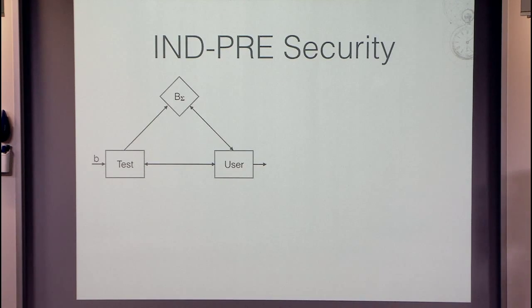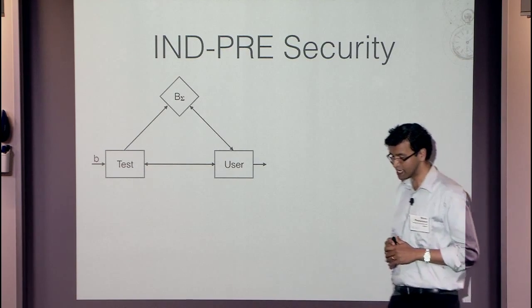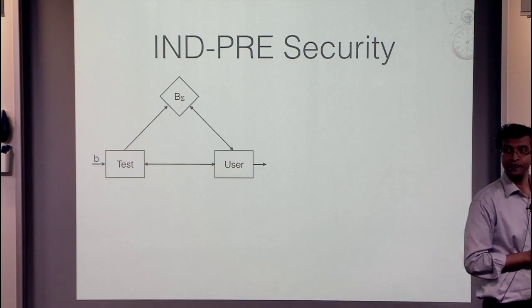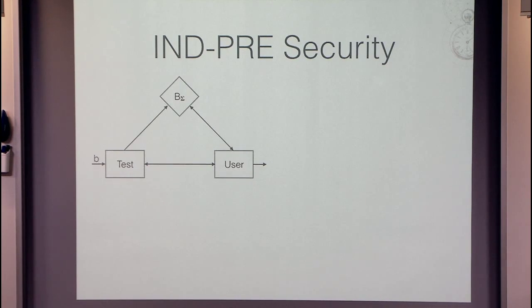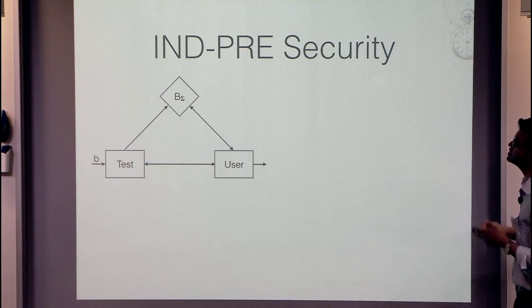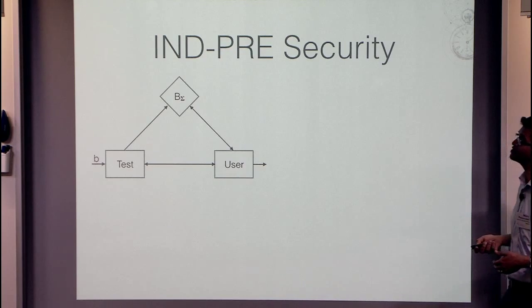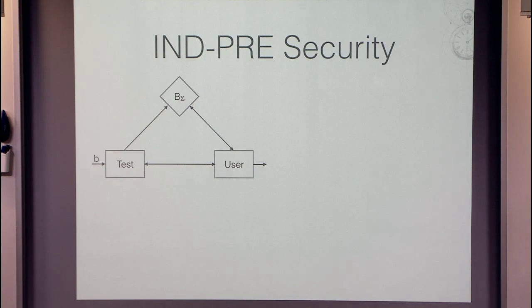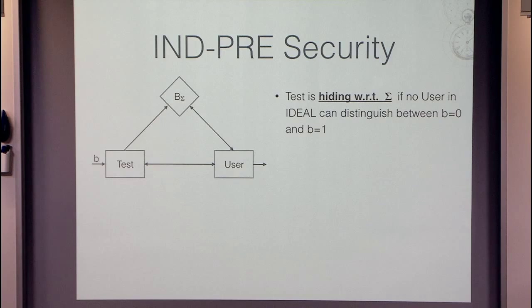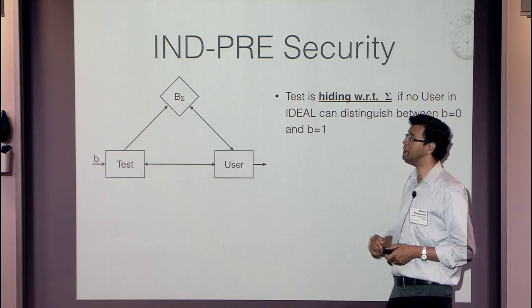So far I've only defined what a schema looks like. I didn't say anything about security. Here is our security notion, which doesn't use simulation. It's called int-pre, for indistinguishability preserving security. It's in the spirit of obfuscation, if you see it. That's the closest that has this flavor of definition. Before I define this security notion, I define a property about tests.